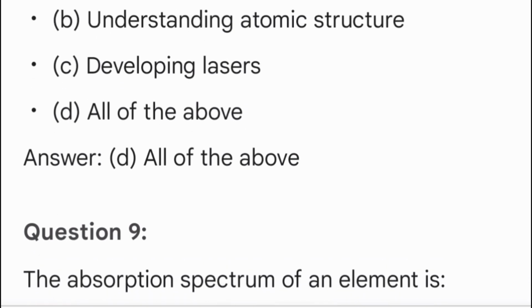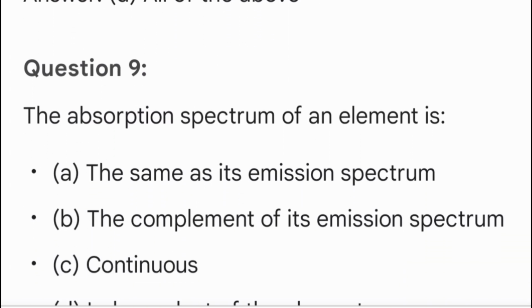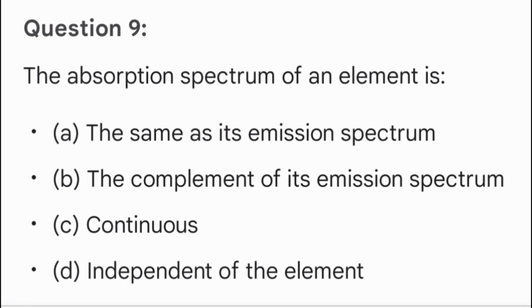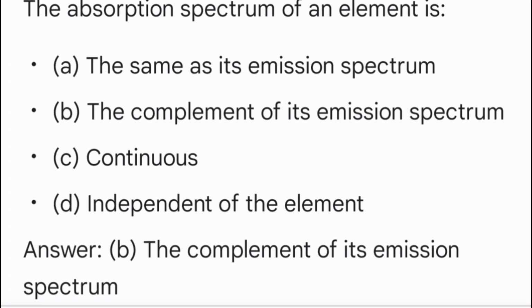Question 9. The absorption spectrum of an element is A. The same as its emission spectrum, B. The complement of its emission spectrum, C. Continuous spectrum, D. Independent of the element. Answer: B. The complement of its emission spectrum.